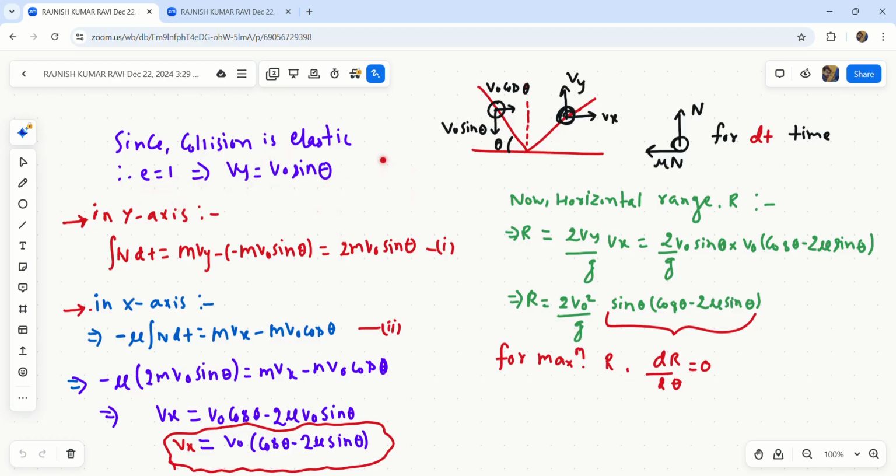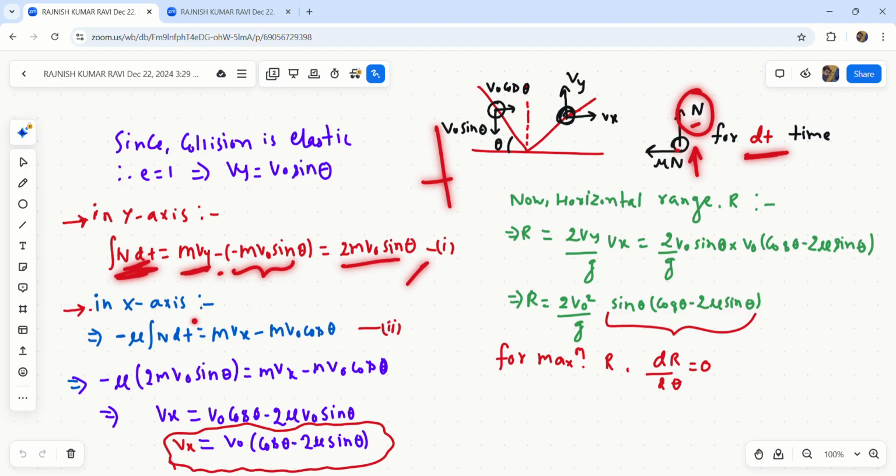Now if we write the impulse momentum theorem in the y-axis, since there is an impulsive force N in y-axis and it acts for dt time, we can write the impulse of this force. Integration of N dt will be final momentum minus initial momentum. So the value of N dt from here will be 2 m v0 sin theta.